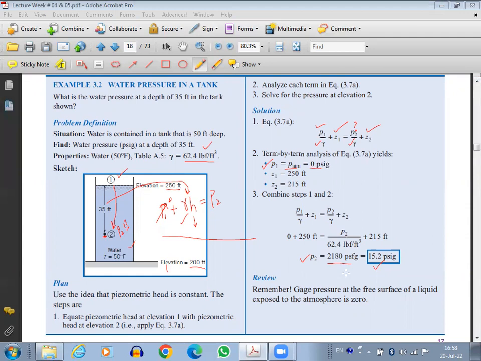PSFG. PSF is pound per square feet. G is gauge. If we were solving it in absolute, then it would be PSFA. PSIG, pound per square inch. PSFG, pound per square foot gauge.